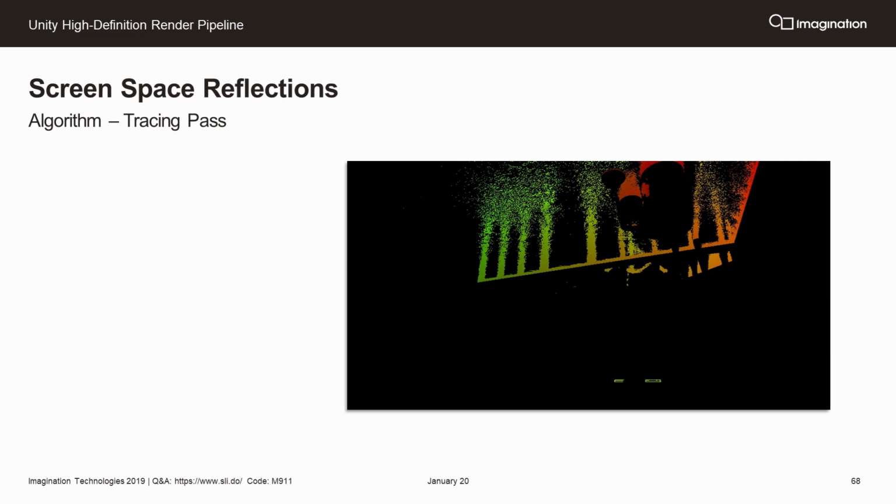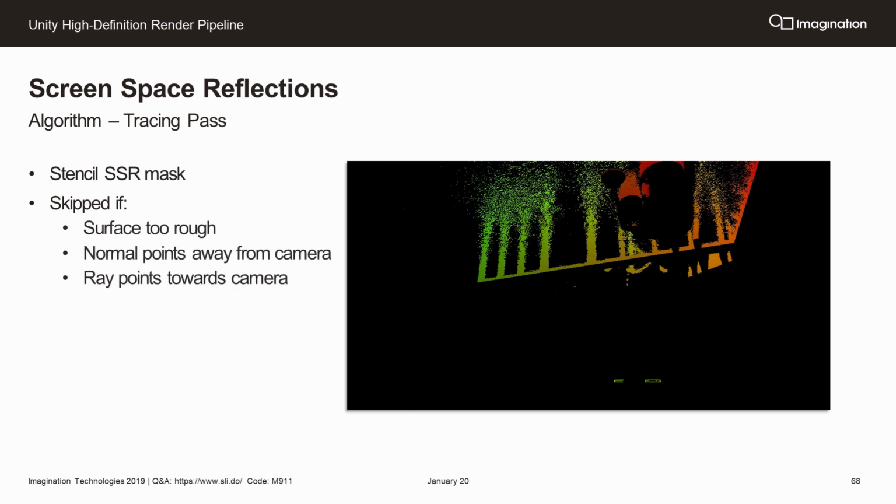In the tracing pass, they compute a ray in the reflection direction for each pixel and march that until it intersects with the depth buffer. The areas that should receive SSR are masked out using the stencil buffer, and this ray is skipped if the surface is too rough, the normal points away from the camera, or if the ray points towards the camera. Finally, this pass outputs the ray hit positions into the render target.